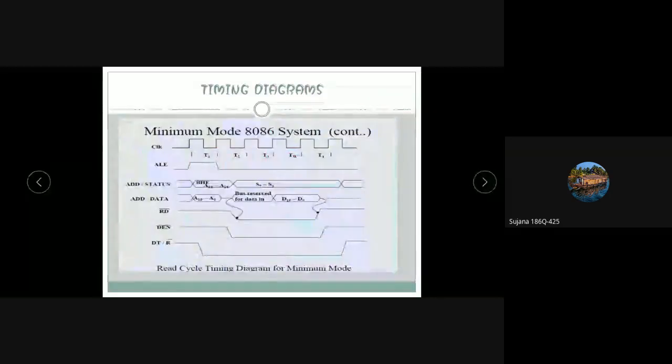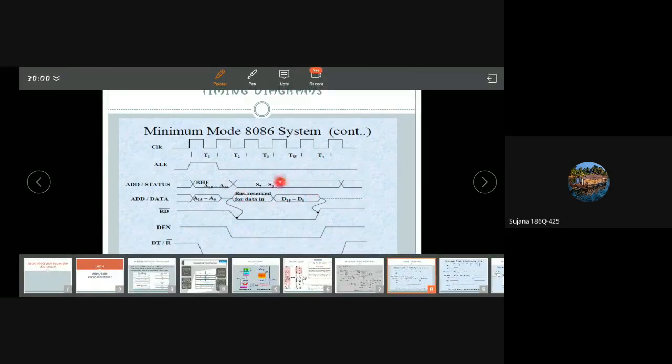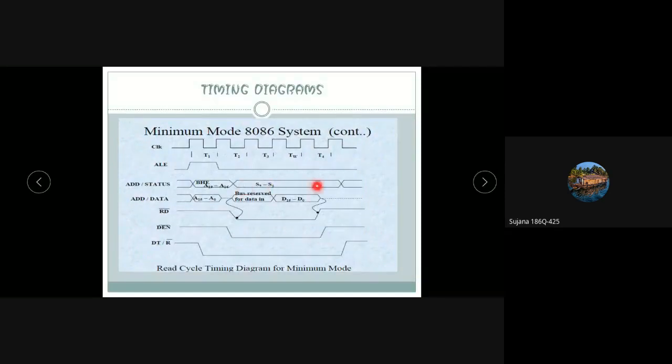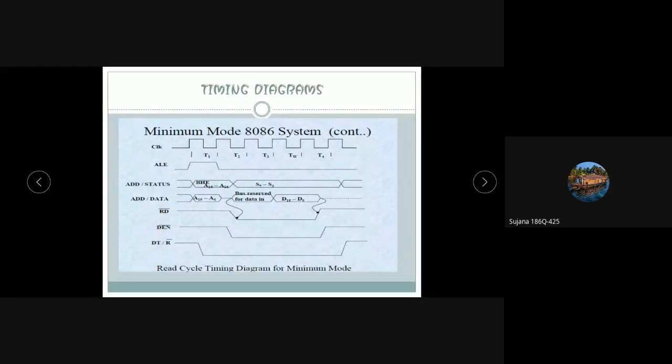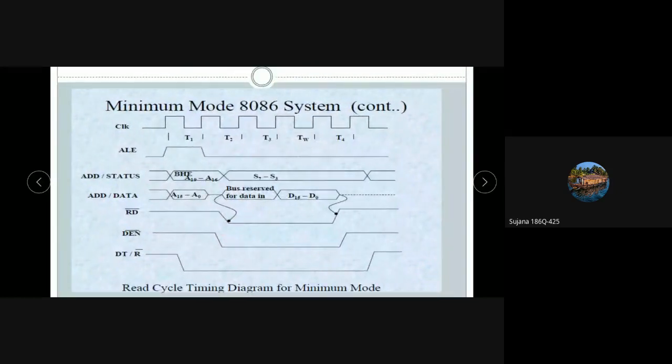Whenever DEN bar goes low, there will be data. Sorry, DEN bar is in active low state. It is active whenever it is set to 0. Since it is DEN bar, whenever it is set to 0, it will be in the active state. Whenever DEN bar is active, the buses are reserved for data, so the data will be present in the buses. Whenever DEN bar is high, in the inactive state, there will be address. So the address and data lines will be like this based on DEN bar.